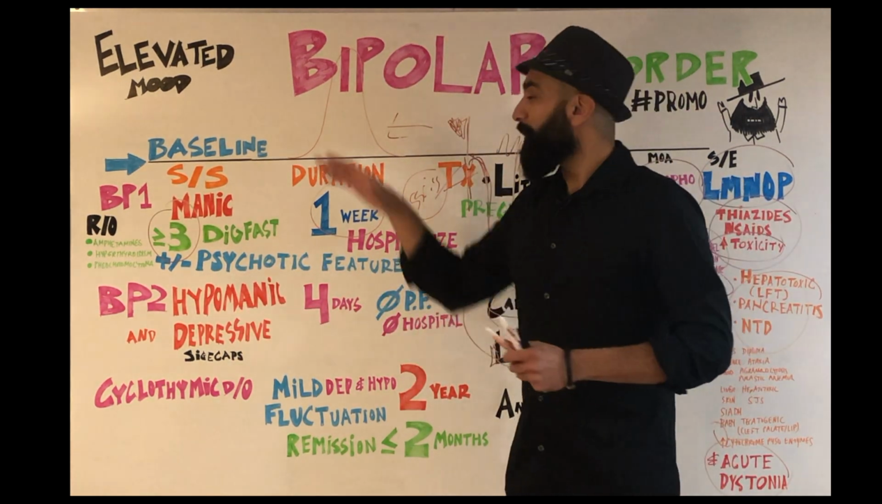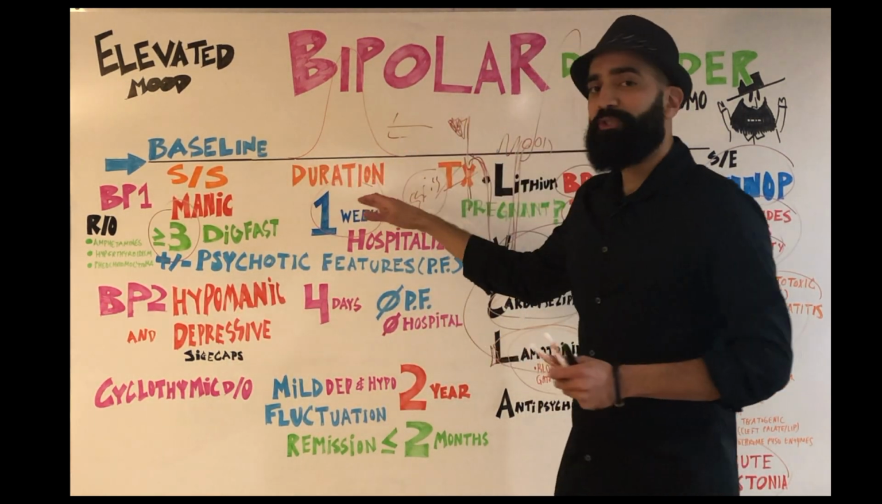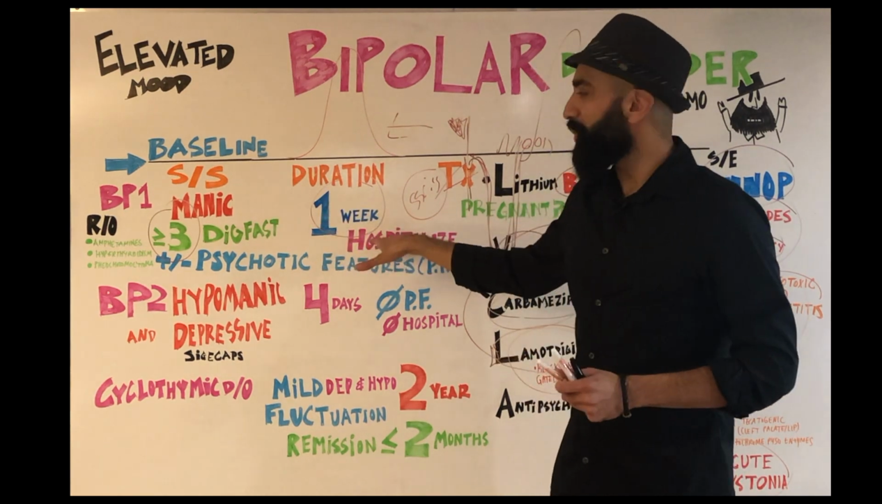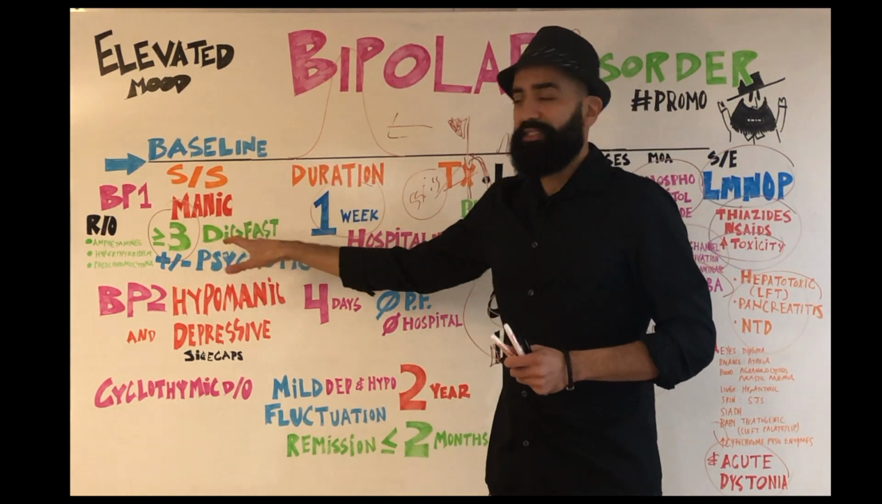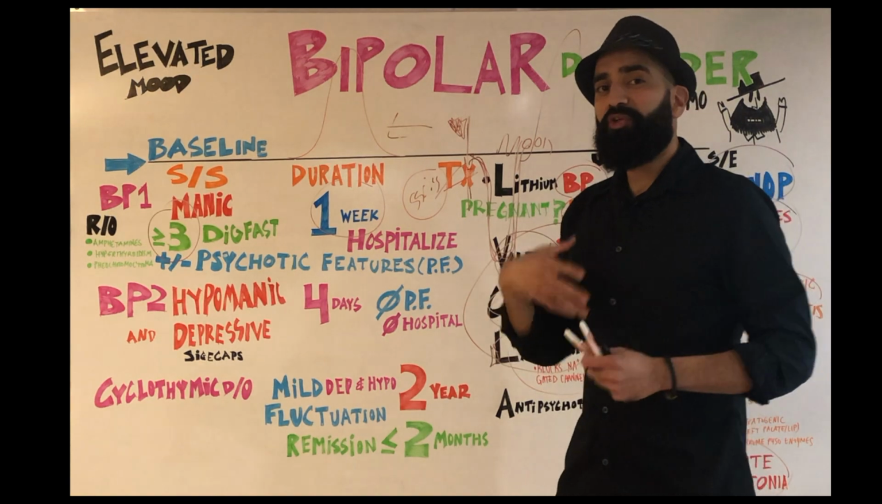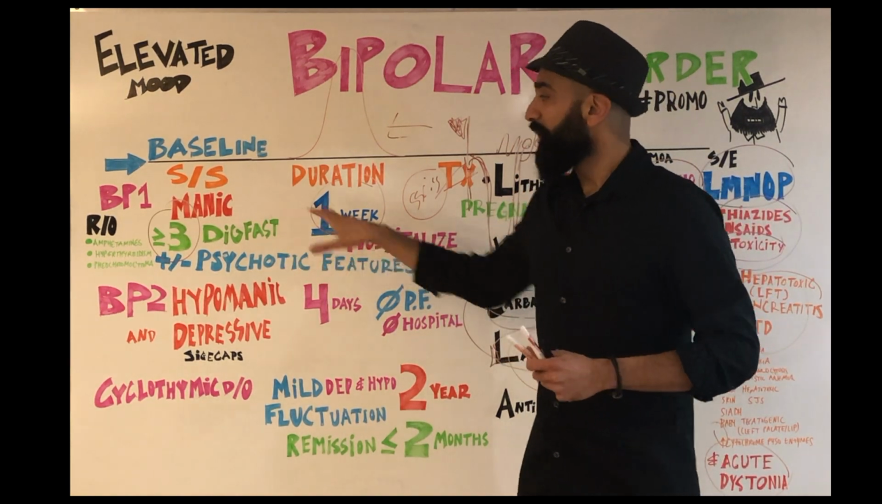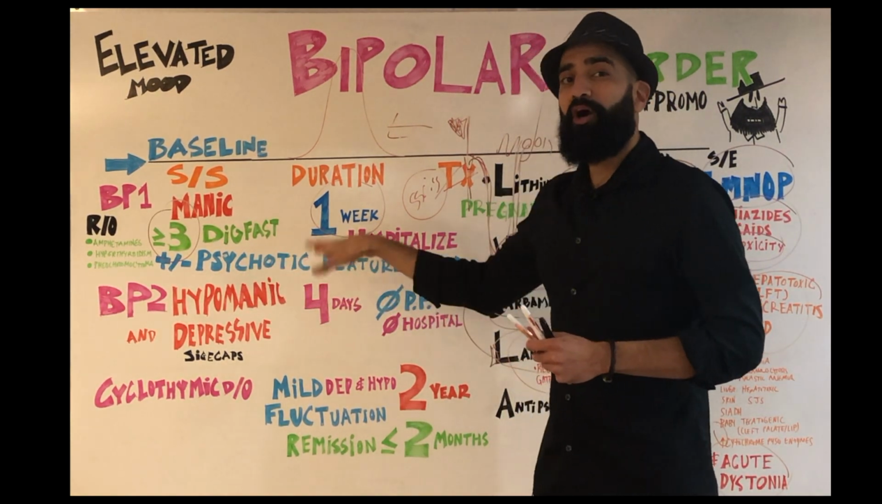So recall, bipolar 1 disorder, we said we have a manic episode that lasts approximately a week. 3 symptoms need to be present, and someone is putting themselves at risk or someone else at risk, so we got to hospitalize the patient. We said psychotic features may or may not be present.